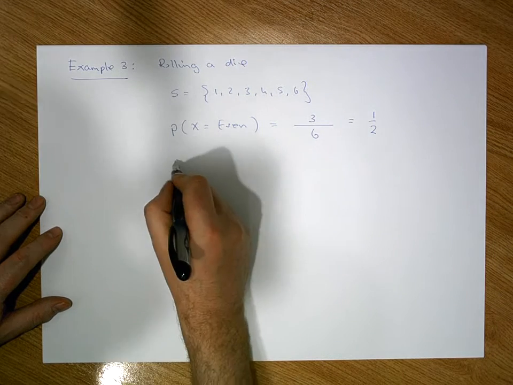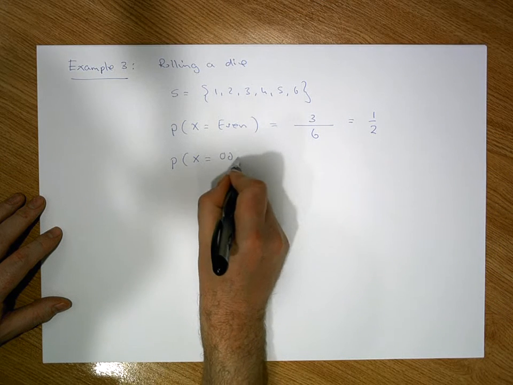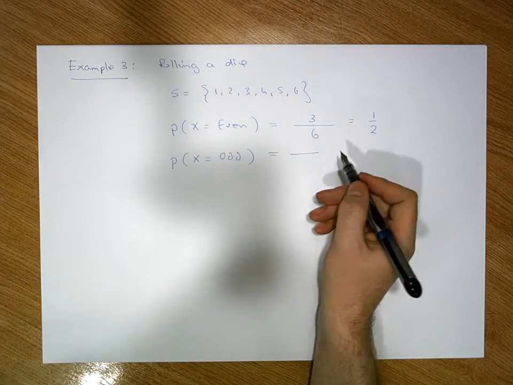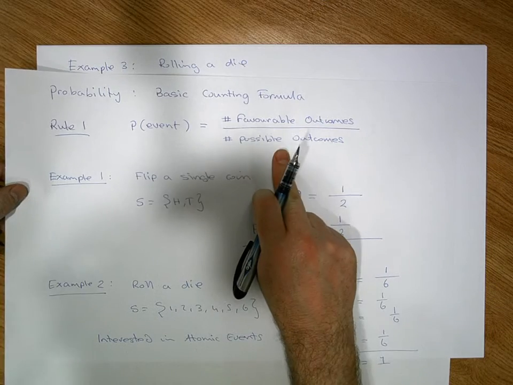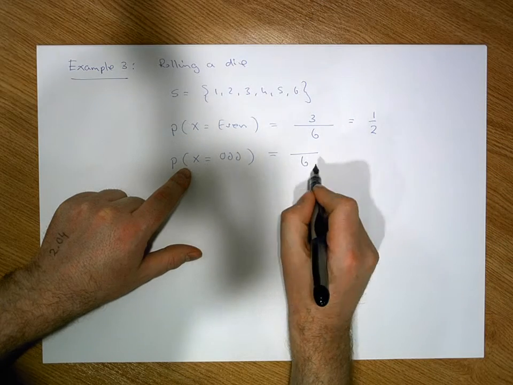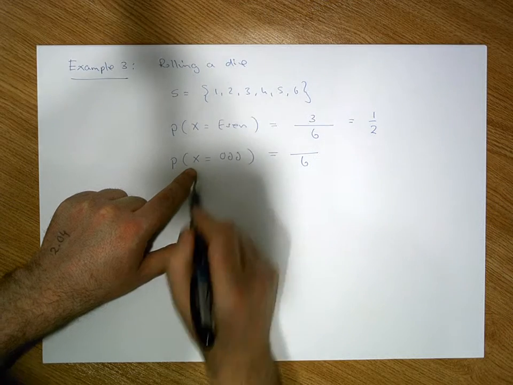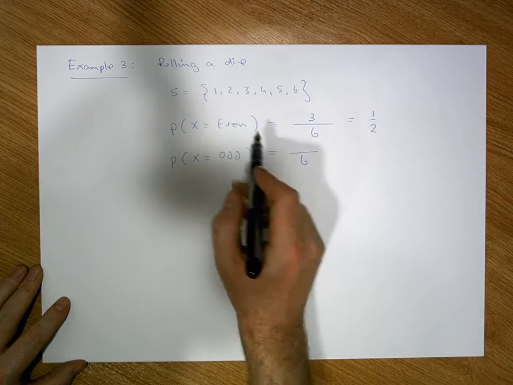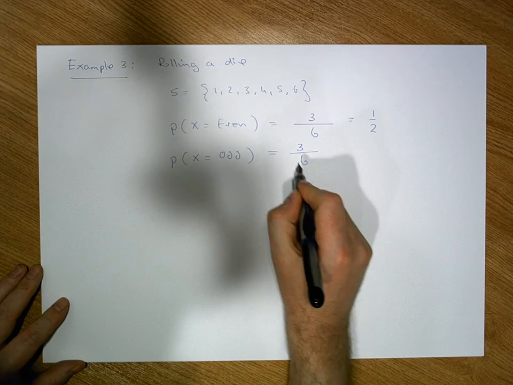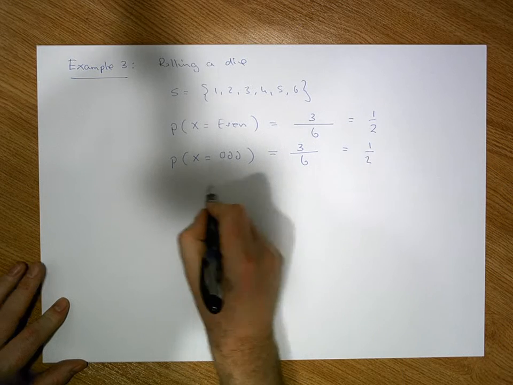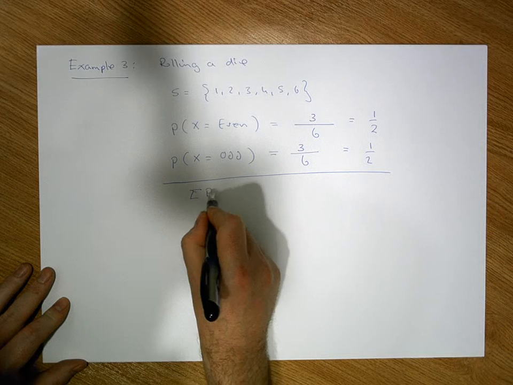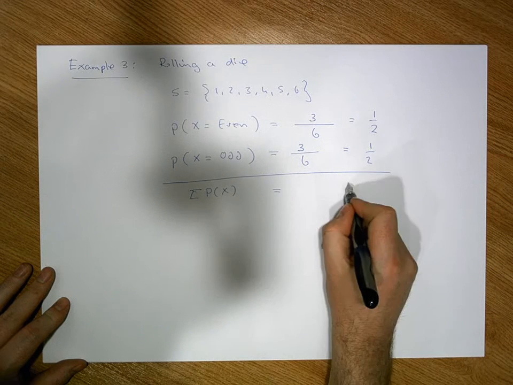What's the probability that when I roll a die I get an odd number? Similarly, go back to our counting rule, which says it's the number of favourable outcomes divided by the number of possible outcomes. There are 6 possible outcomes, and there's 3 odd numbers in the sample space. A 1 is odd, a 3 is odd, a 5 is odd. So there's 3 things that match the condition. That's 3 over 6, which gives us 1 over 2. Once again, when we sum up the probabilities of all the events, we end up with 1.